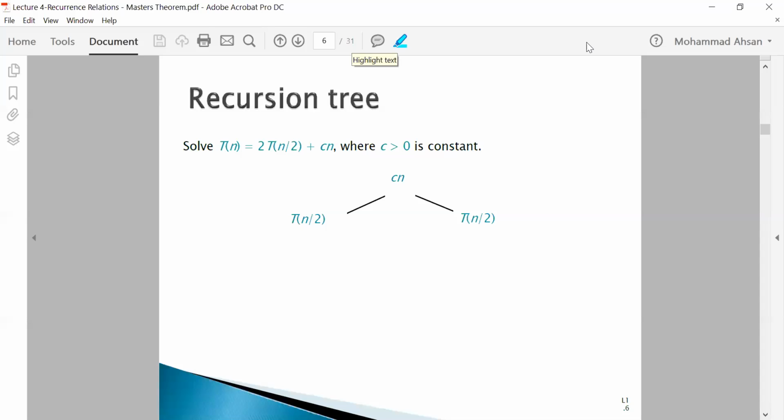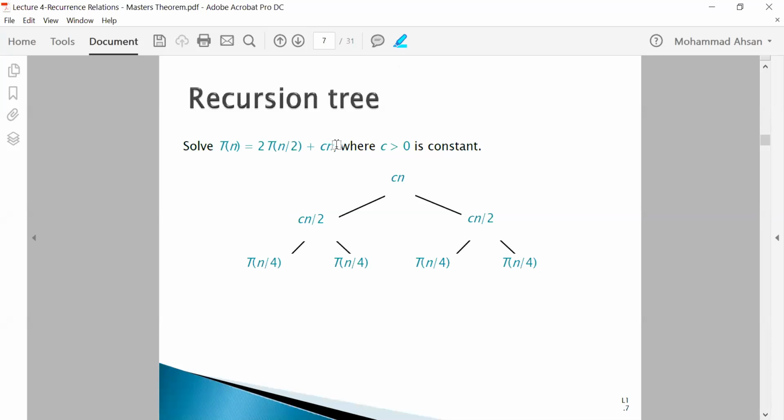How do you do that? You just replace in the original equation, replacing n by n/2, so you get twice T(n/4) plus Cn/2. This is what you get. At another level, when T(n/4) gets divided into T(n/8), you will have 8 children in the next level. So keep on doing it.